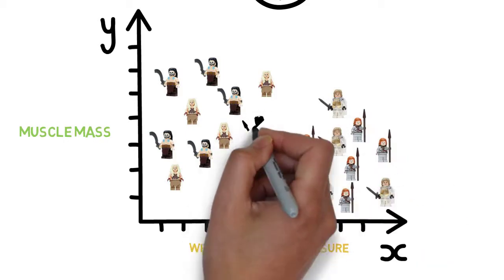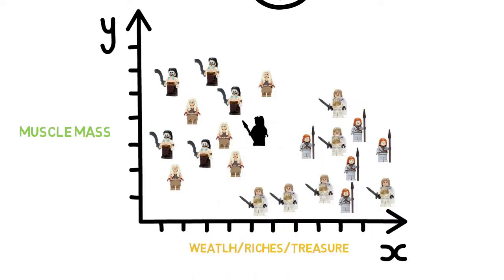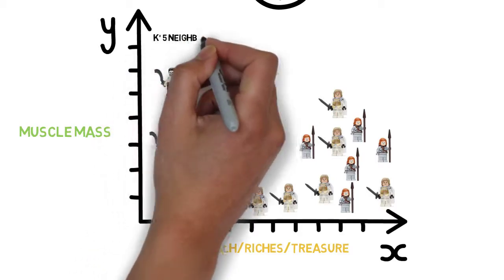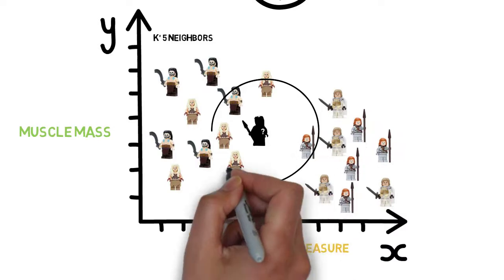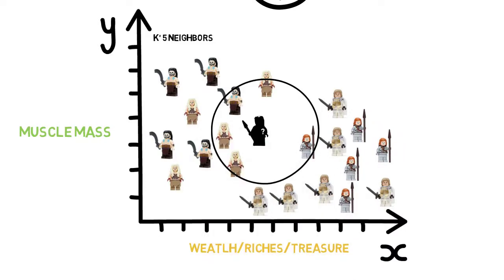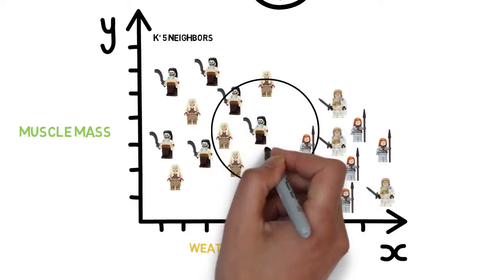So looking at our unknown person, we measure up their treasure as well as their gains. We place them around about here. And using k equals 5, we draw a circle until we have 5 neighbors in the vicinity. Now using nearest proximity, we can see that this person has 3 neighbors that are Dothraki and 1 neighbor that is Westerosian. And thus using majority voting, we can classify that the person is Dothraki.